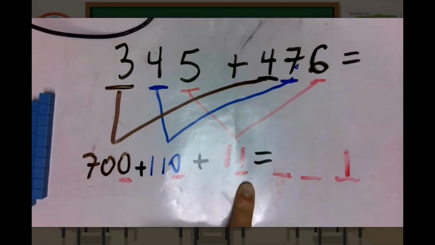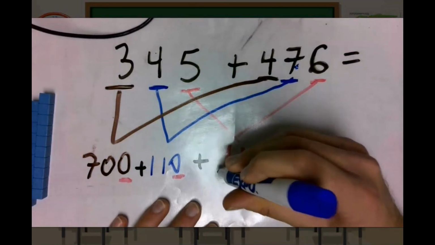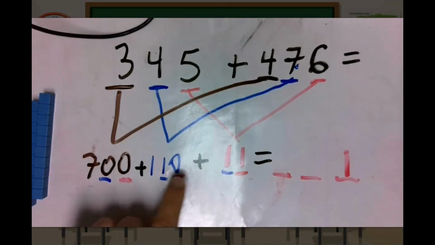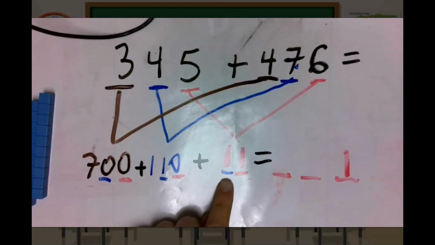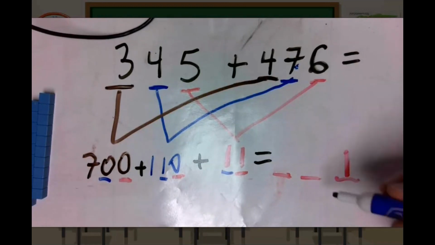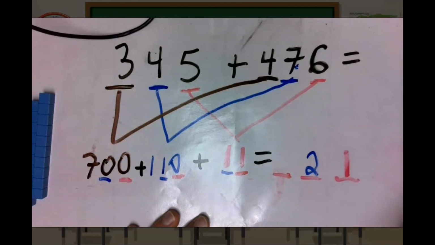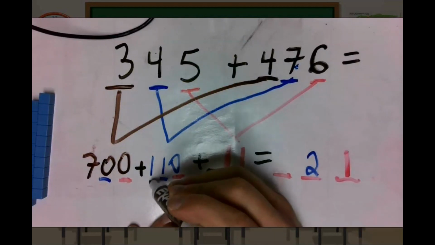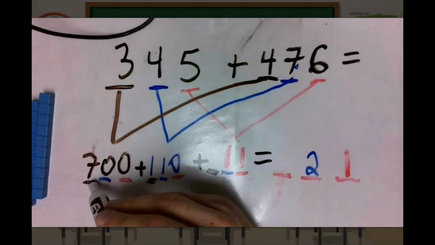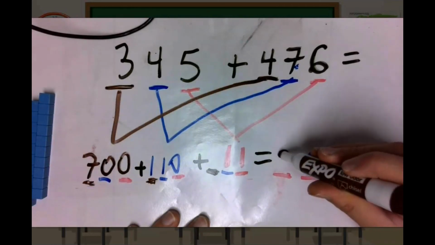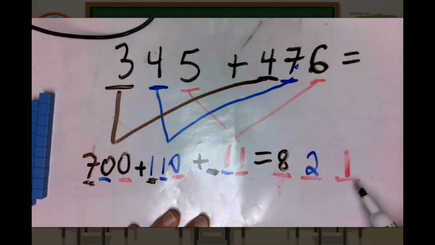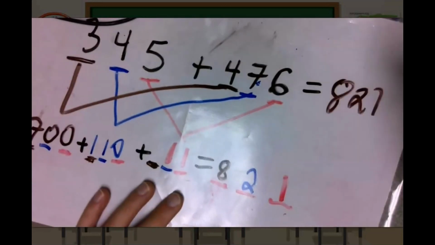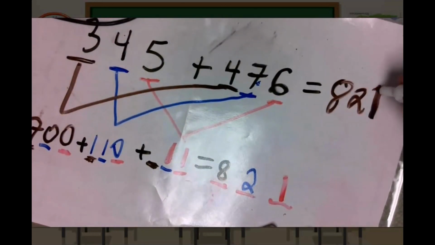Let's go to the tens. 1 plus 1 plus 0, or 0 plus 10 plus 10, because really that's not 1, it's 10. 10 plus 10 plus 0 is 20. And finally, hundreds. Is there a 100 here? Nope. Is there a 100 here? Yep. And is there a 100 here? Yep. 700 plus 100 is 800. So we have 821. The answer is 821. That's not a 7. It is a 1. I just wrote it a little quickly.